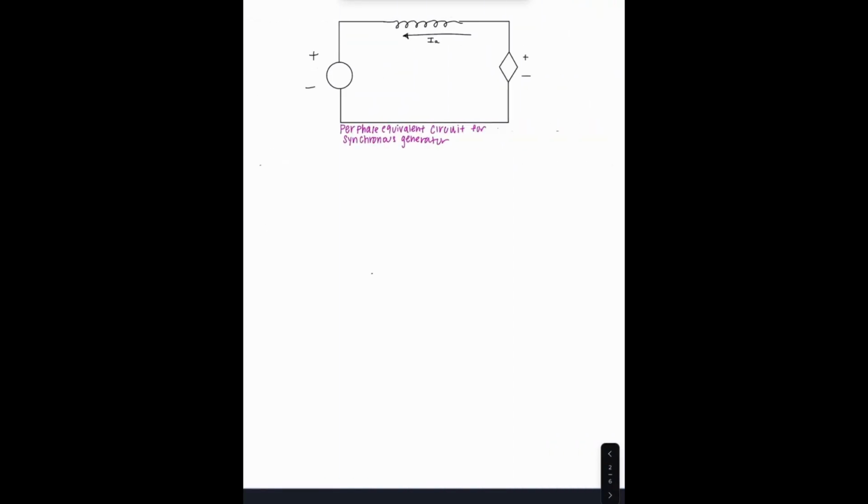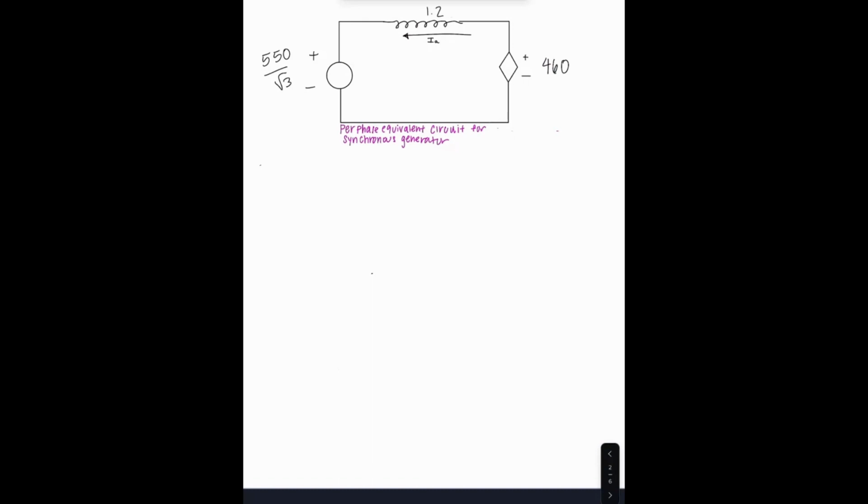Now, the first part is asking us for delta. So how do we solve for delta? The first thing I like to do is to draw the per phase equivalent circuit, which I did here. The reason the excitation voltage is a dependent source is because its magnitude is proportional to the field current, so it depends on something. So we draw it as a dependent source.